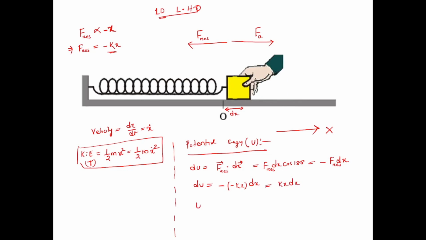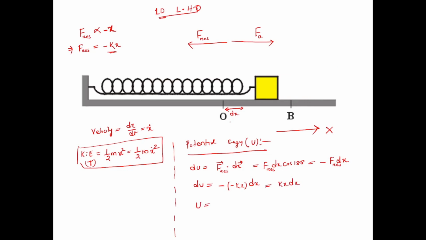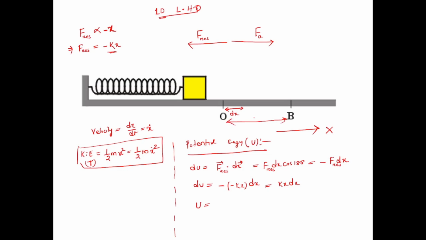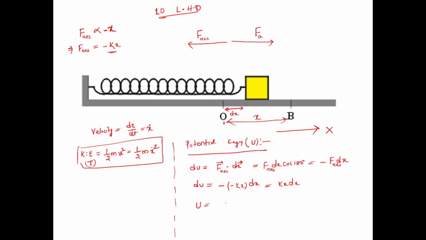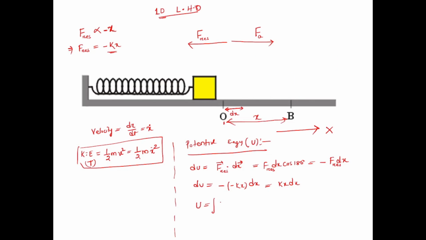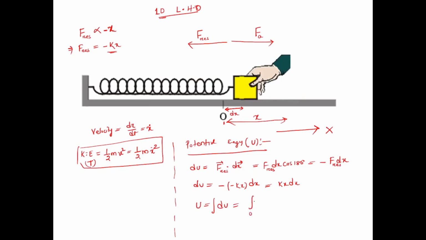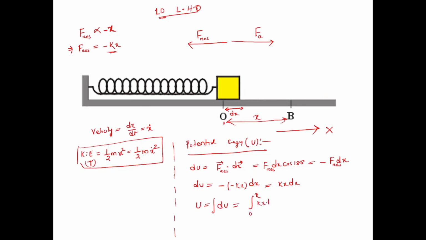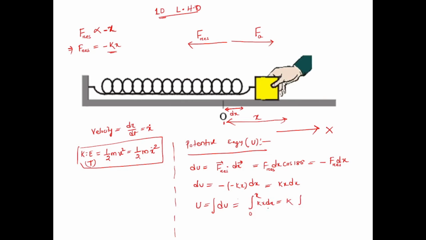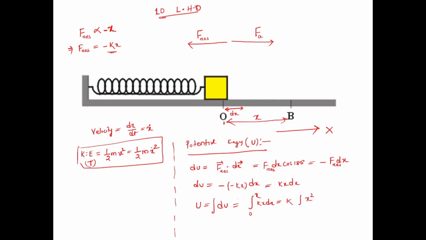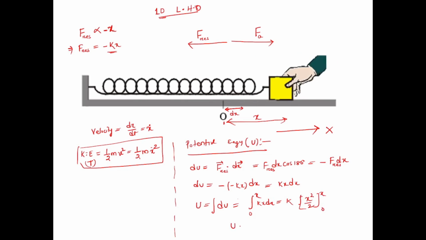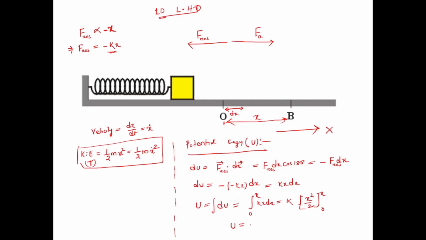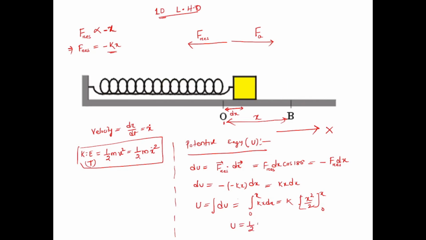Now the total energy stored for the full displacement 0 to x. Suppose this is the distance x, this is the mean position, 0 position, from 0 to x. How much? The integration of dU, or 0 to x of kx dx. So k is a constant, taken outside of this integration. Integration of x is x square by 2, with limits 0 to x. So finally we found the potential energy of this one dimensional harmonic oscillator is half kx square.